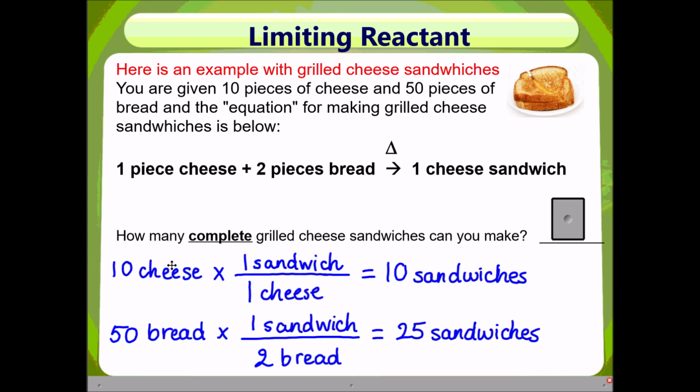From 10 pieces of cheese, where 1 cheese can make 1 sandwich, you can make a maximum of 10 sandwiches. With 50 pieces of bread, where 2 bread can give you 1 sandwich, you can make a total of 25 sandwiches. Well, if you think about it, by the time that you have finished making the 10th sandwich, you have run out of cheese. Therefore, you can only make 10 complete grilled cheese sandwiches that have both cheese and bread.